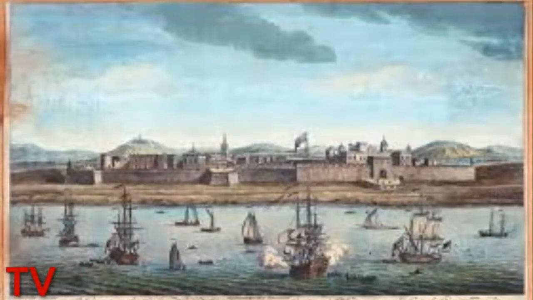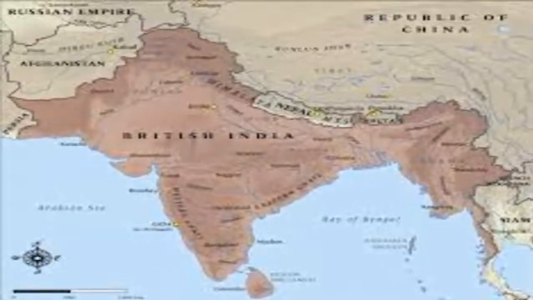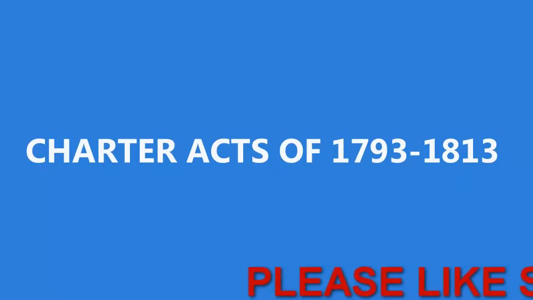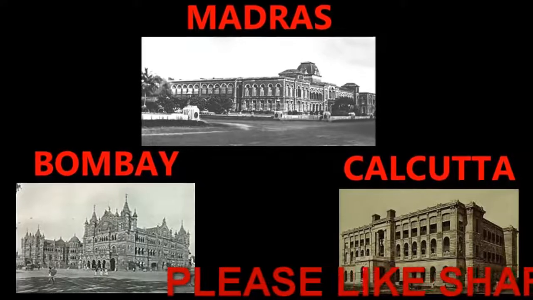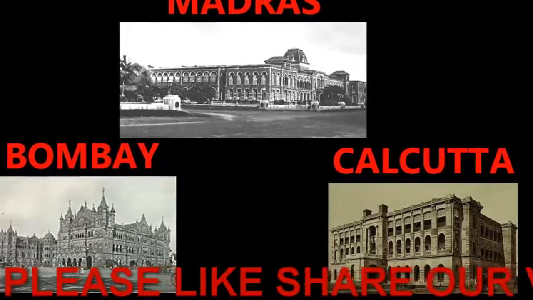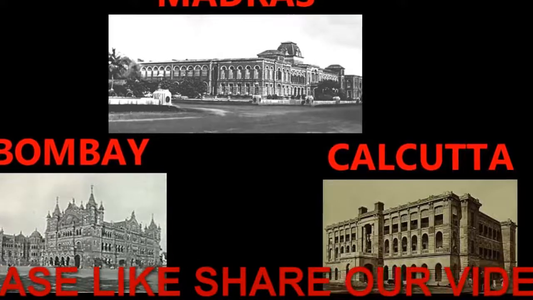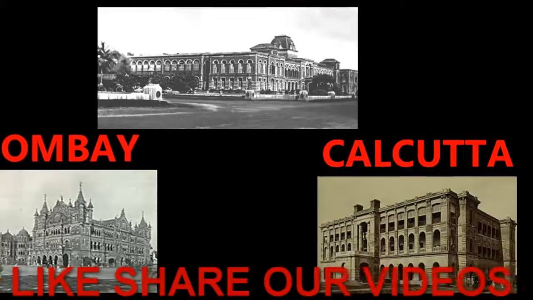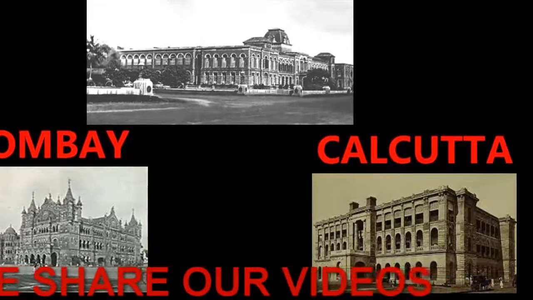British possessions in India. The next acts were the Charter Acts of 1793 to 1813. The Charter Acts of 1793 and 1813 renewed the company's charter each time for a further period of 20 years. The 1813 Act, however, ended the company's monopoly of trade in India, while the councils of Madras, Bombay, and Calcutta were enlarged, and they were also subject to greater control of the British Parliament.